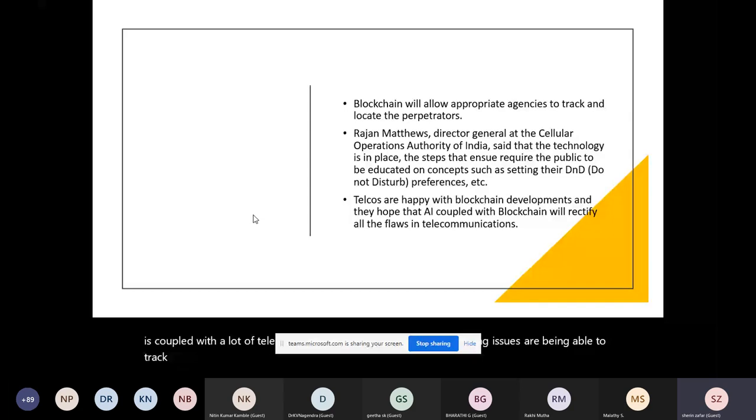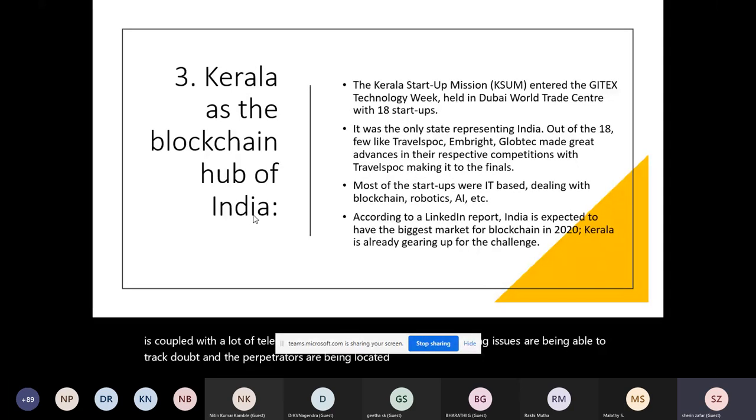Then Kerala is now termed as the blockchain hub of India. There was a Kerala Startup Mission, and there were 18 startups there. Out of those 18 startups, names like TravelSpark, Embrite, GlobTech actually made their name in the international market also. And the important thing is that, according to a LinkedIn report, Kerala is becoming a hub of blockchain in India.